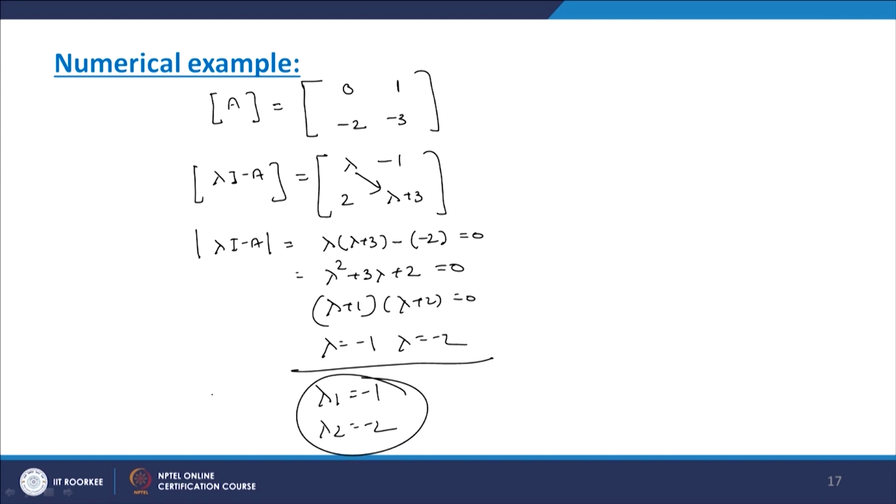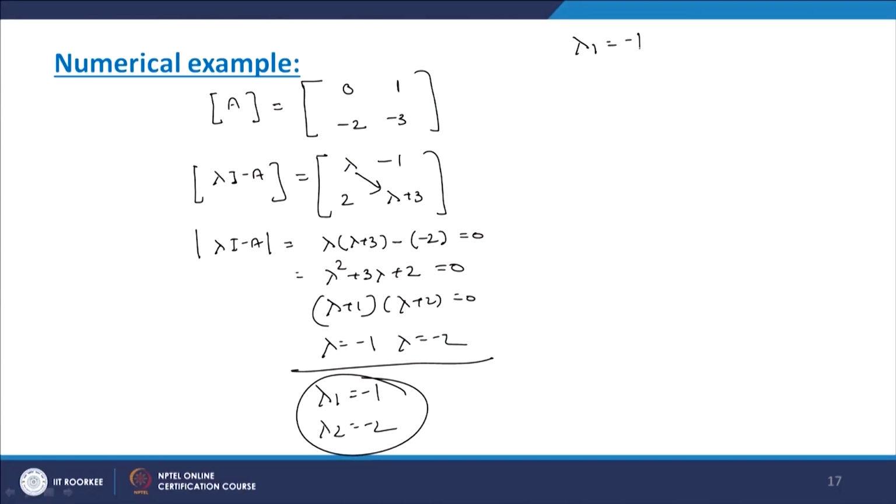Now our main purpose is to determine the eigenvectors. Now how do we determine the eigenvector? First of all, we determine the eigenvector for lambda 1 equal to minus 1. Which equation is available to us? We have the same equation, lambda 1 I minus A into x equal to 0. Earlier we had taken lambda, but now we have got two eigenvalues, lambda 1 and lambda 2, therefore I have changed lambda to lambda 1.